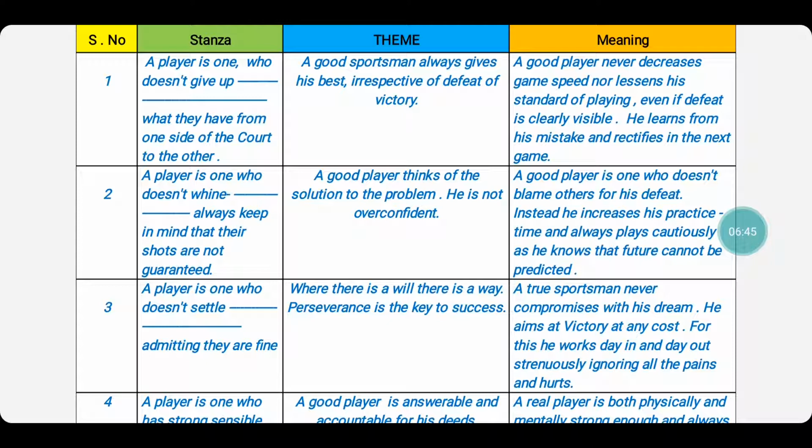You all know that when we play, we get hurt. It's a natural phenomenon. A good sportsman never complains, never keeps brooding over the injuries or hurts he gets. He just keeps practicing for victory. His only goal is victory. The theme: where there is a will, there is a way. Perseverance is the key to success. Perseverance means continuous efforts.